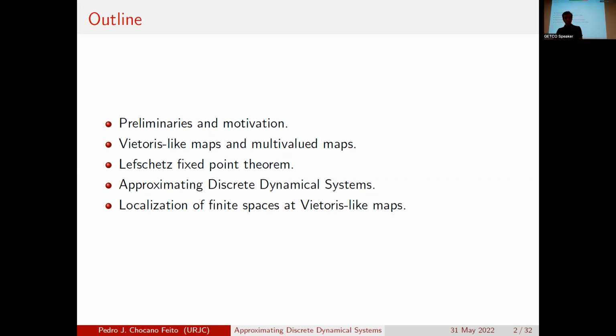And after defining what is an Alexandrov space and some basic things about finite spaces, I will introduce a key notion here, which is the concept of the torus-like map and the torus-like multivalued map. After that, I will show you some fixed point theorems, and I will try to use this theory to start the theory of approximation of discrete dynamical systems. Okay, and after that, I will show you just a small thing about future lines of work.